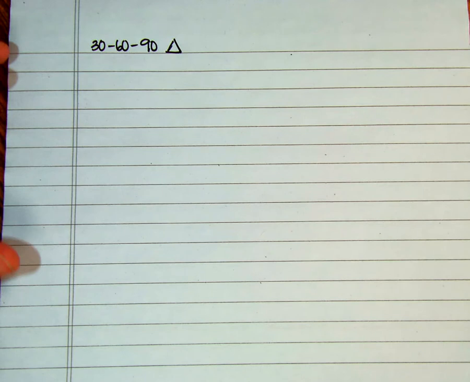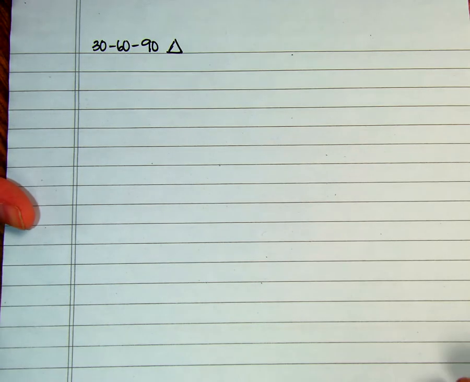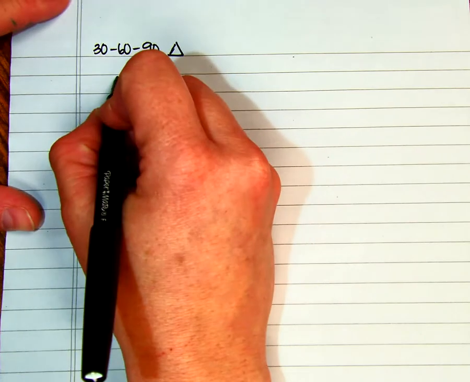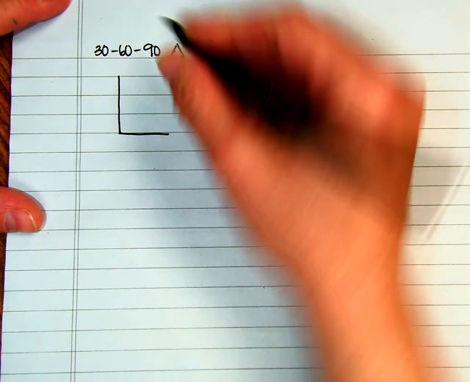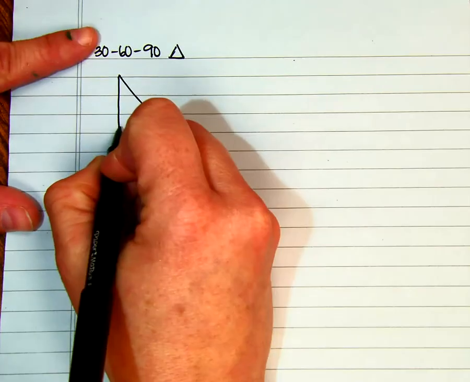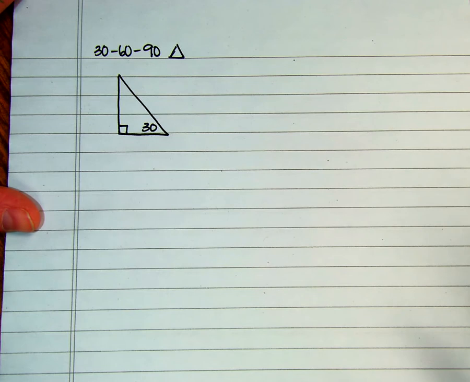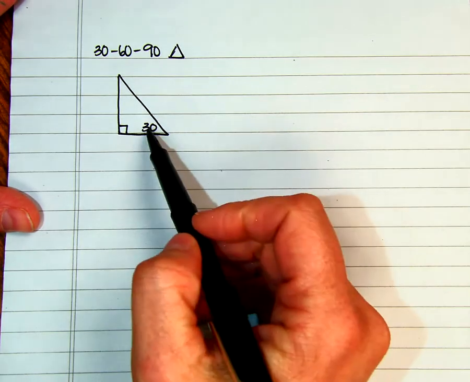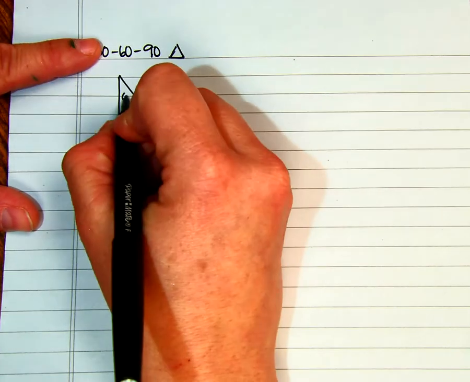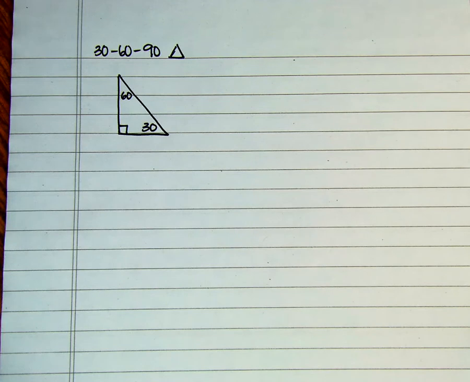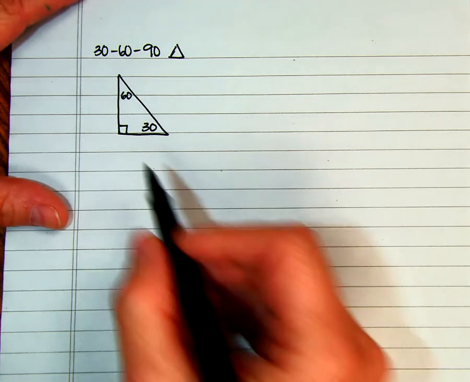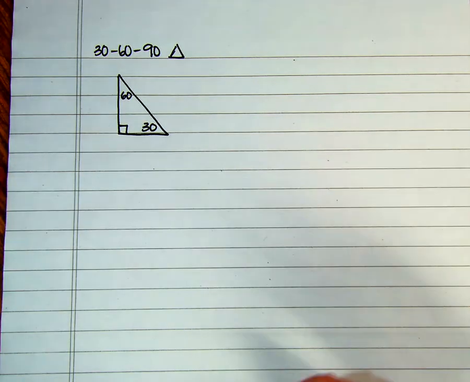There we go. Okay, so today we're going to talk about 30, 60, 90 triangles. If we have a 30, 60, 90, the 90 meaning that we have a right triangle. Depending on the situation, you might get a 30 in which you have to fill in the other 60, or vice versa, okay? In a 30, 60, 90 triangle, there are some special relationships.